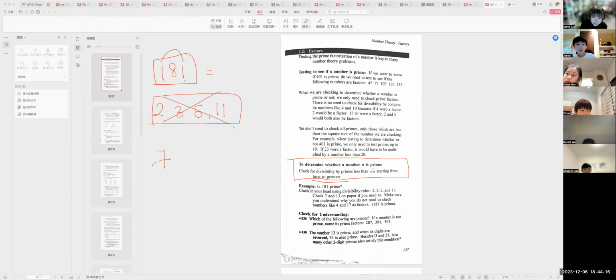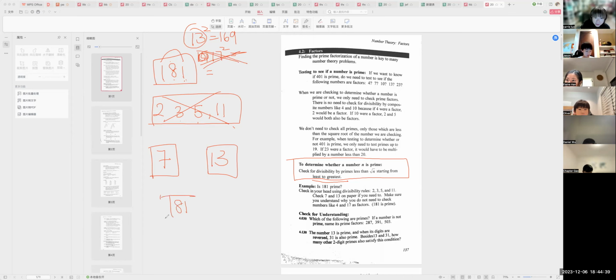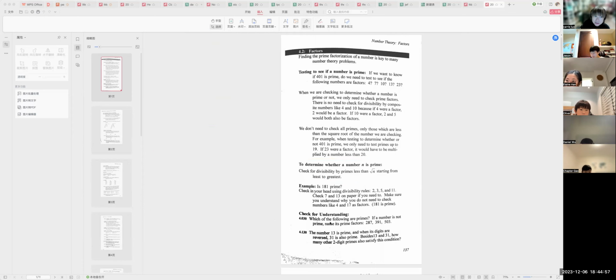All I need to check is 7 and 13. Why only check 7 and 13 and no more? Because 13 squared equals 169, and 17 squared equals 289, which is too much, right? So that's why I only need to check 181 divided by 7, which is not divisible, and 181 divided by 13, which is still not divisible. So 181 is a prime number. Understand, everybody? Understand, Chapter? Understand, Daniel? Okay, so these kinds of questions have been asked a lot.